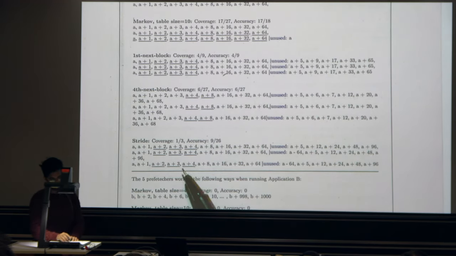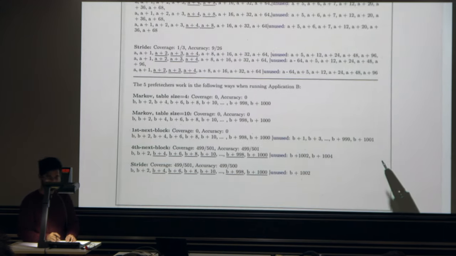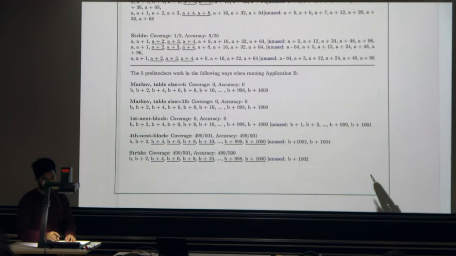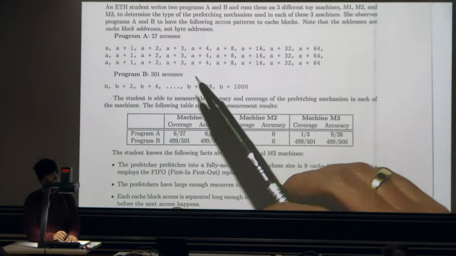So that means we again ended up having this many covered requests, and none of them are covered from this access pattern. Make sense? Okay, so now let's move to the second program. The second program, as we have seen, is this, right?